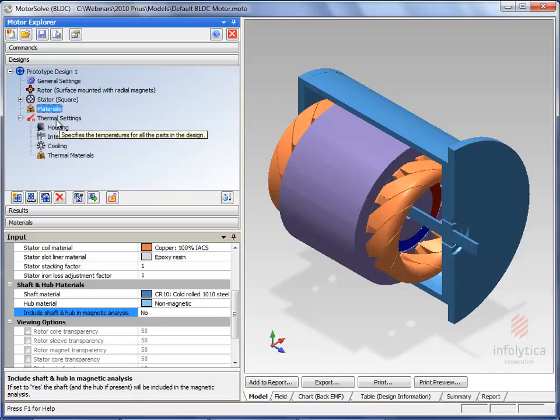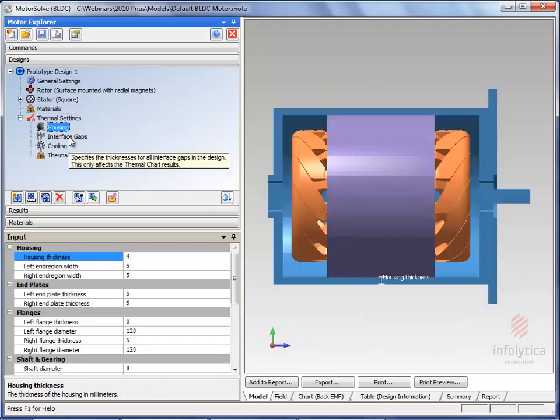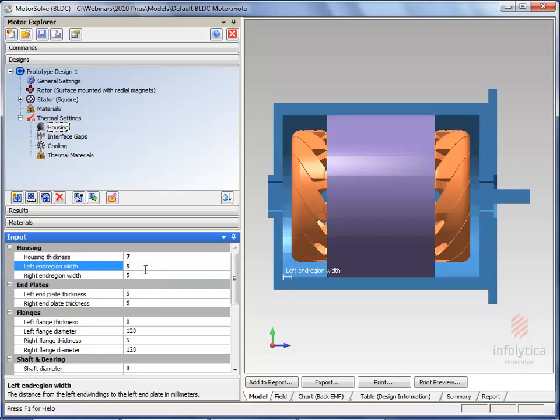From the thermal side of things, since we're going to be doing a coupled solution here with the Prius, we're going to talk about this just briefly. The initial thermal setting is your ambient temperature. By default we've set this to 20, but you can set this to whatever you desire, which would be consistent with your laboratory experiment. And then further, we've got a series of additional parameters which allow you to describe, for instance, the housing thickness and the end winding region.